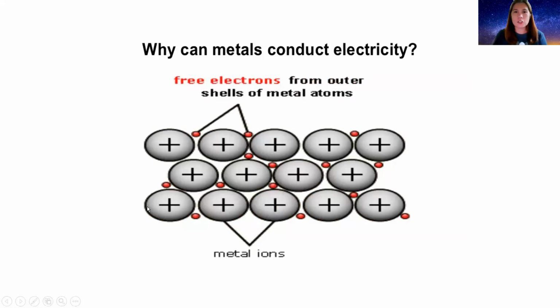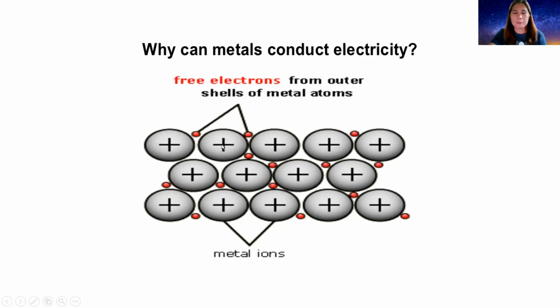Now, the next question would be, why can metals conduct electricity? Or in other words, what's the main difference between a conductor and an insulator? Okay, so you might probably answer that conductors conduct electricity, of course, and insulators do not. But if you dig deeper into the subatomic level, the main difference in the characteristics of a conductor and an insulator lies in the presence of free electrons.